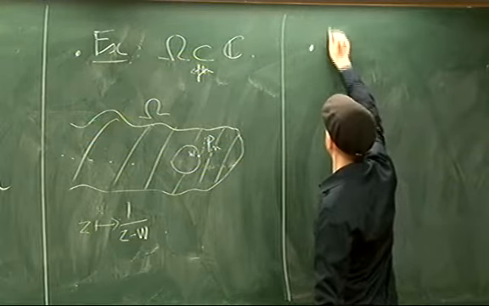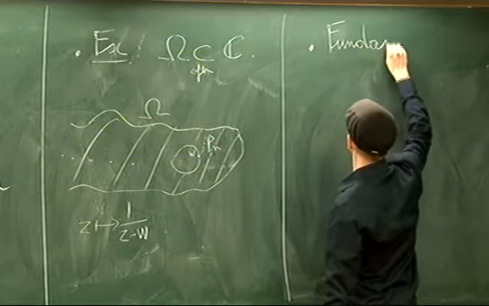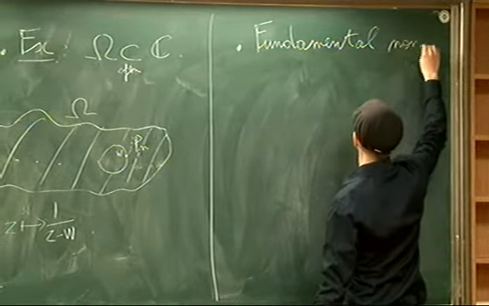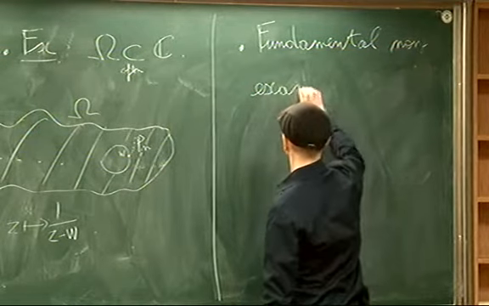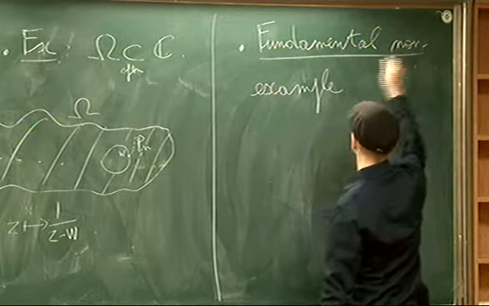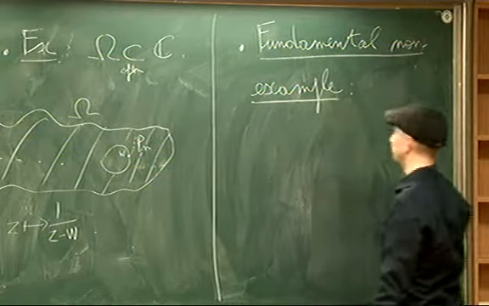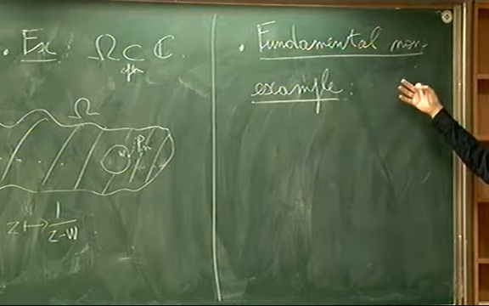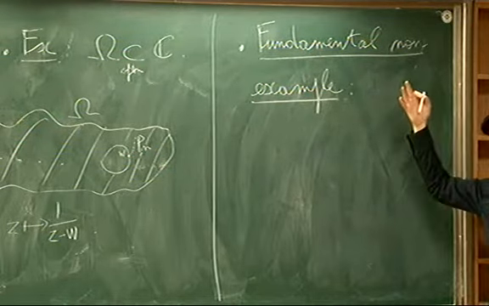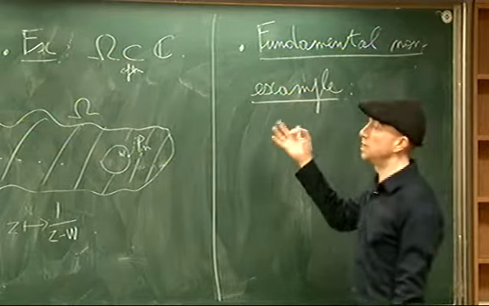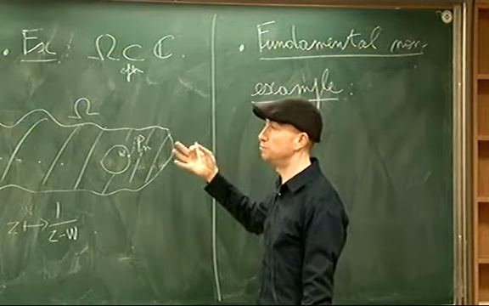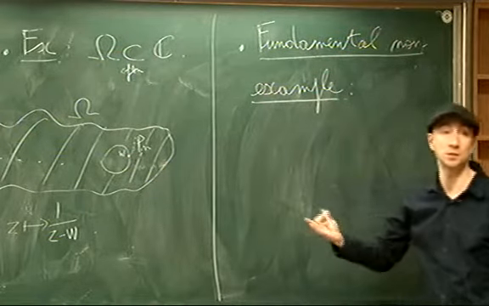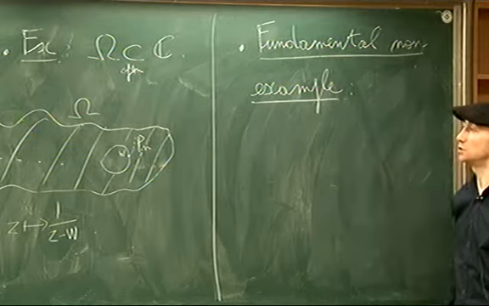So, fundamental non-example. So this example of a non-holomorphically convex domain is very important. It was discovered, I think, beginning of the 20th century. And I guess that a big part of the field of several complex variables is actually related to the existence of such an object.